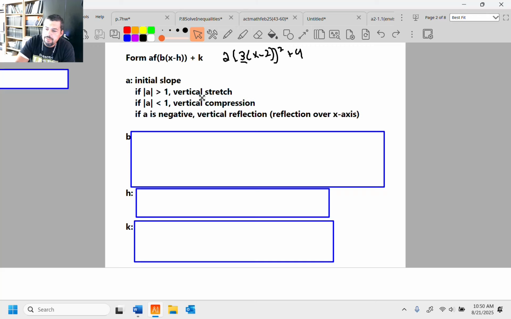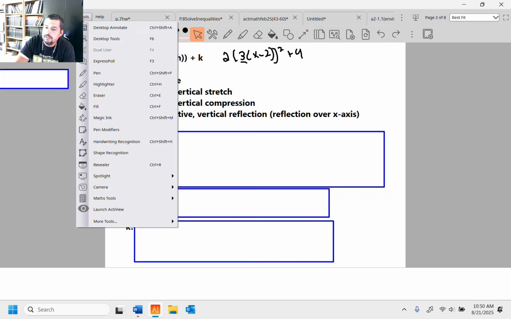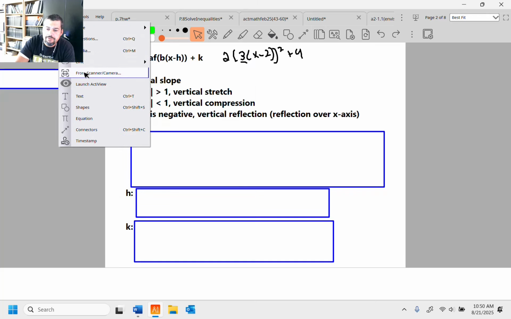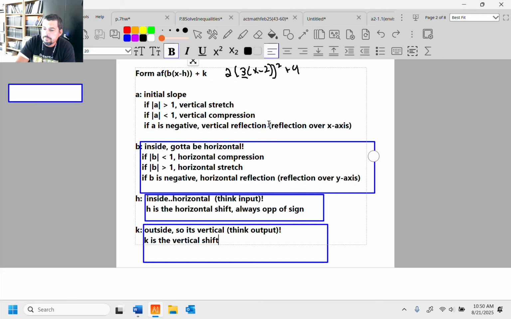All right, A, we've talked about A. A hasn't changed. A is initial slope. If it's bigger than 1, you have a stretch. If it's less than 1, you have a compression. If it's negative, you've done a vertical reflection. And that may or may not be a reflection over the x-axis. It depends on what's going on. In fact, I actually want to delete that out. That may or may not be. It all depends on how things are presented. It's not necessarily a reflection over the x-axis, but it is definitely a vertical reflection.